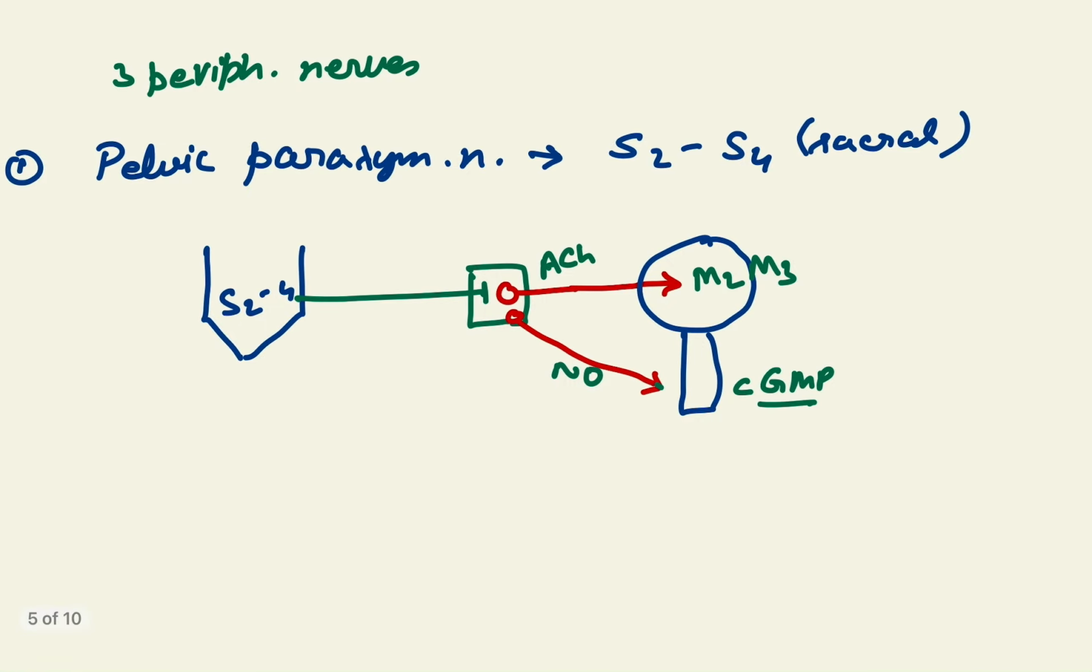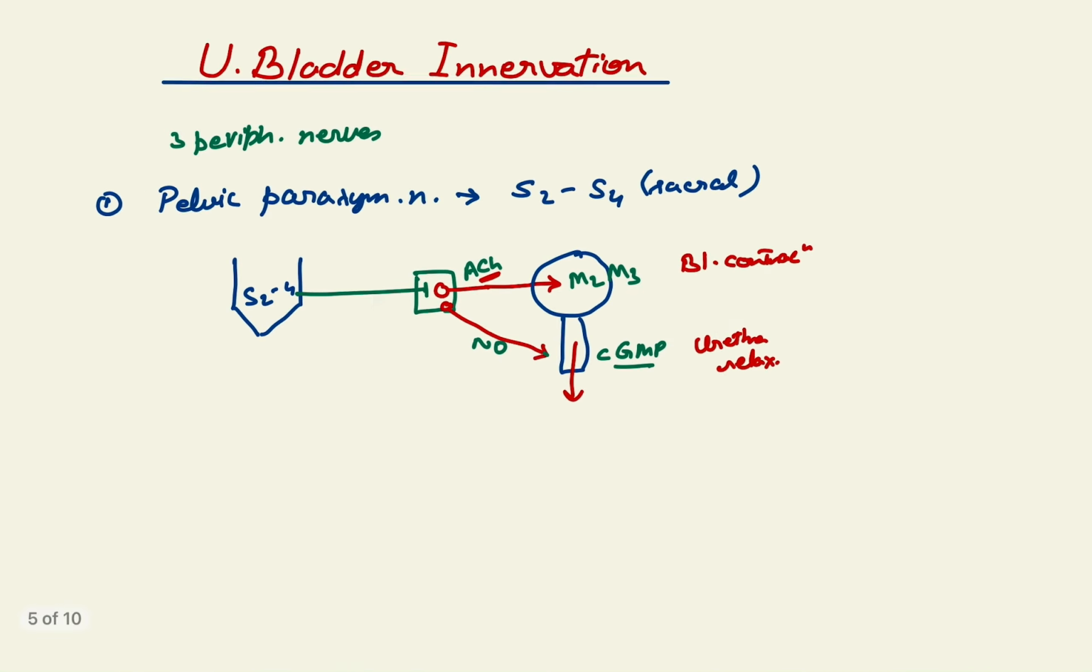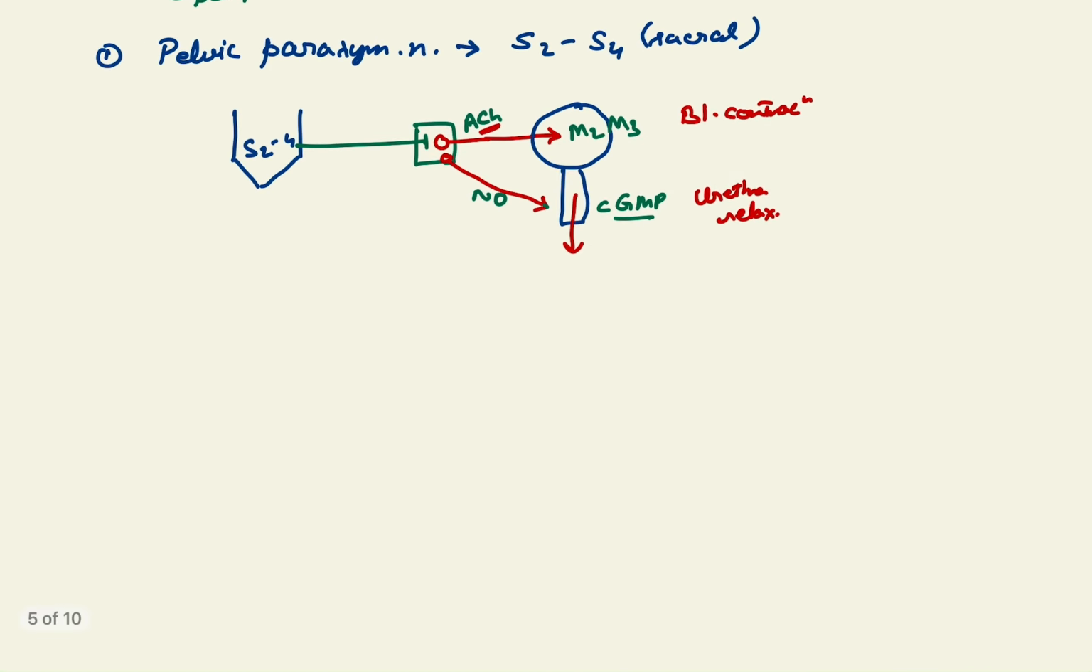Now whenever the parasympathetic nerve supply fires, it goes from S2 to S4 and it supplies the acetylcholine to the muscarinic receptors, which ultimately leads to bladder contraction, right? Bladder contraction, and the urethra gets relaxed. That means urination occurs, right? So this is the first supply.